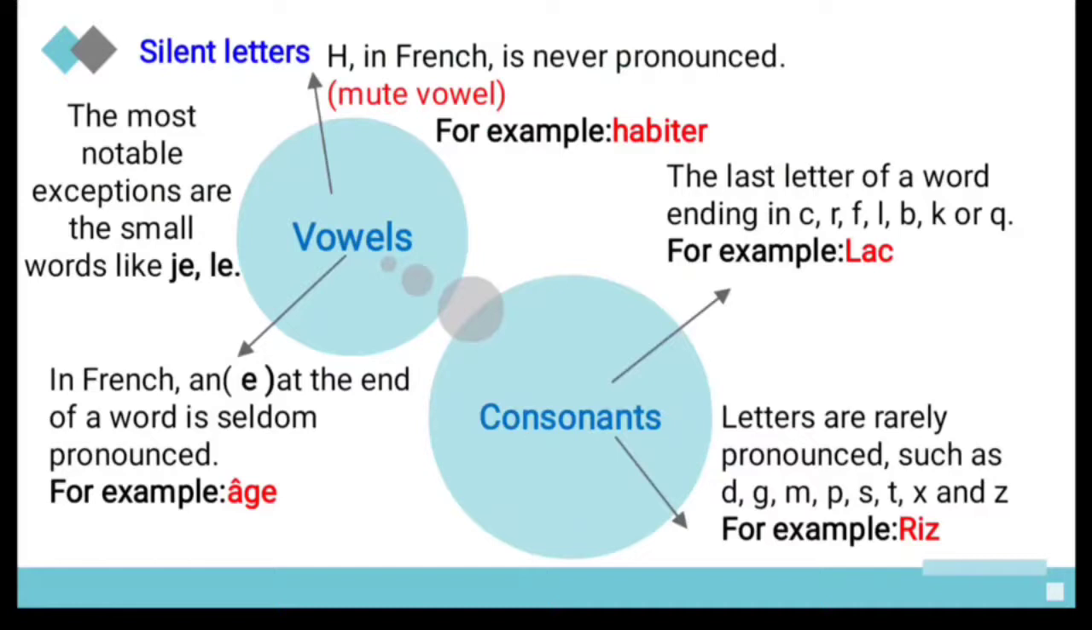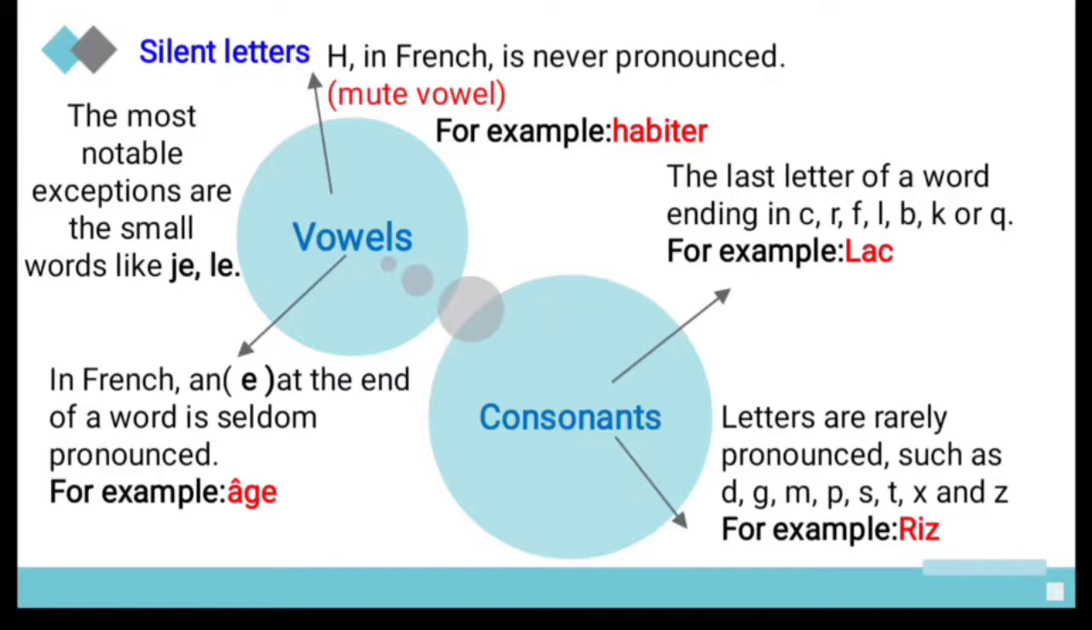And next, the most notable exceptions are small words like e. In French, an e at the end of the word is seldom pronounced. For example, âge. Âge means what? Age. So e also you should not pronounce when you are reading French. Some exceptions are there, like small words. Small words means what? Je, le. Je means what? I. For these, you have to pronounce the e letter.